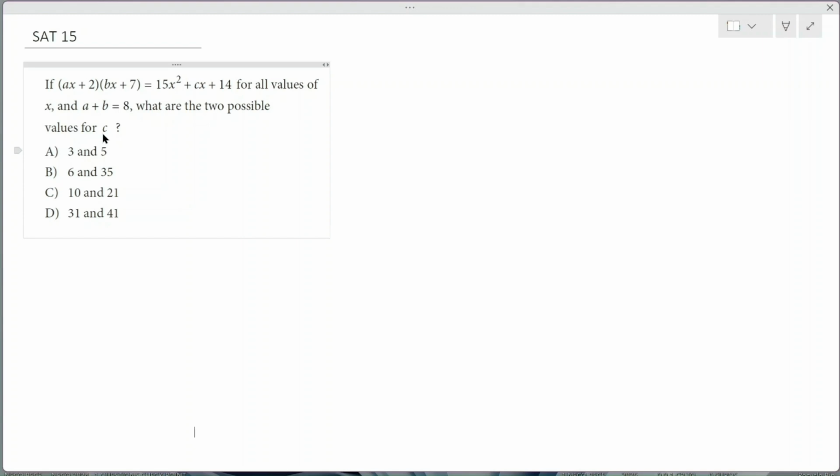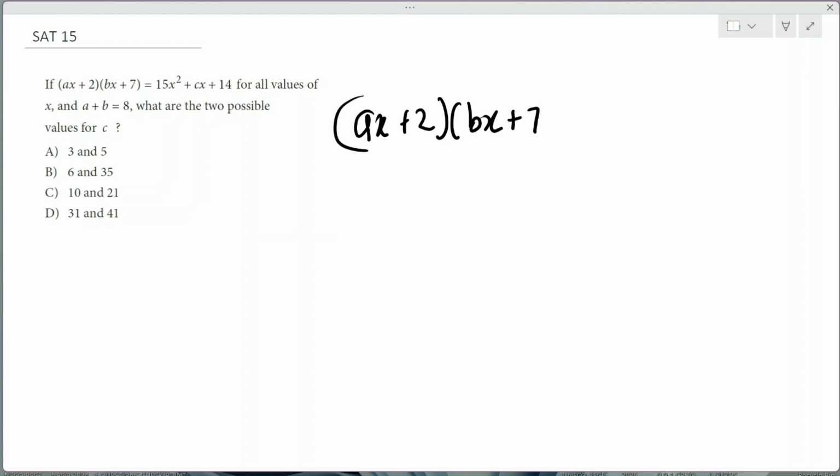solving this question. You might start by taking this equation and either making a or b the subject of formula and insert it into the upper equation and see if you can find two possible values for c. Or you can do it this way: try to simplify this first. If it looks too complex, then you might touch on the second equation. You have (ax + 2) in one bracket times (bx + 7) in the second bracket equals 15x² + cx + 14. It's supposed to be equation 1.